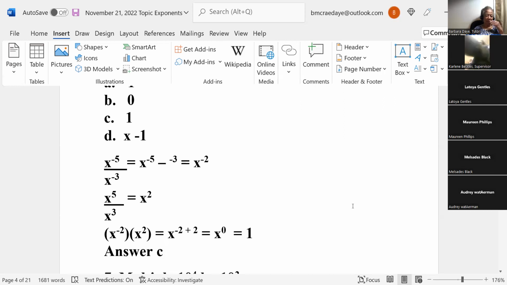Got it? Answer C. Not 0. 0 is the exponent. Miss Beckles says she's sorry. She didn't realize.